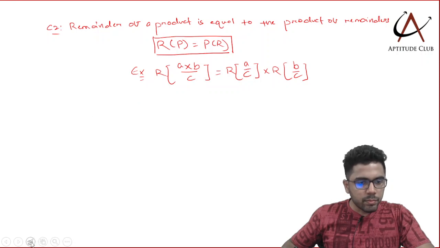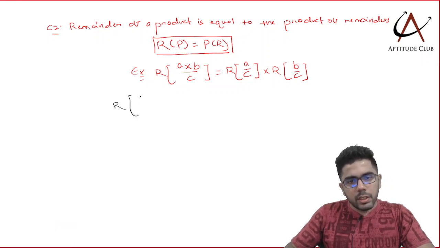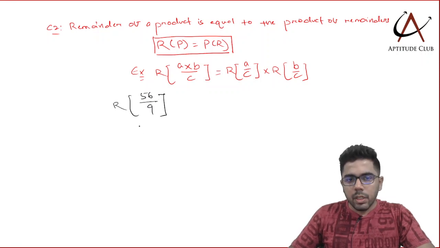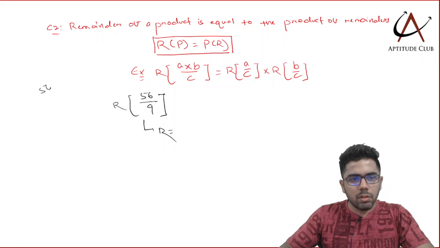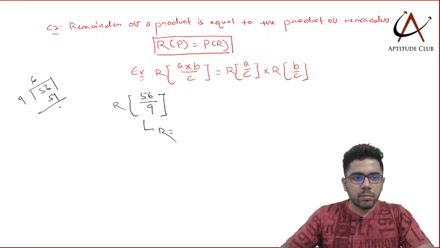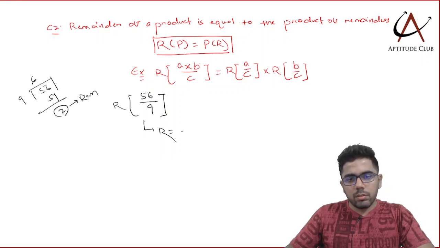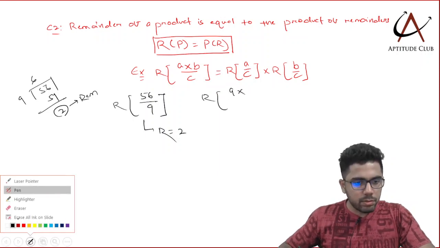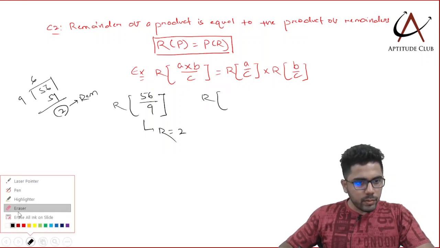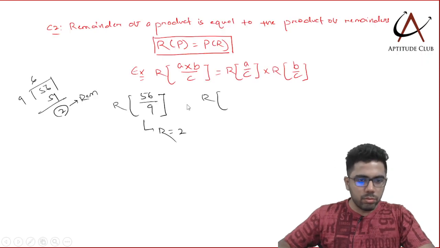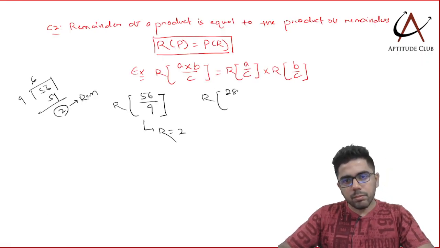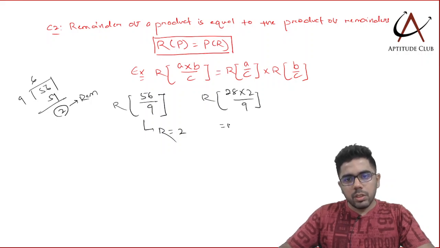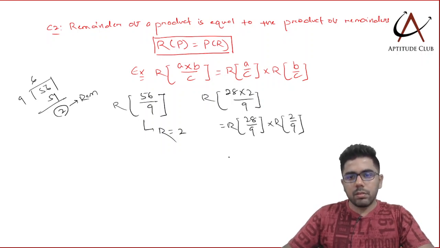So again, for an example, let us take the remainder of 56 divided by 9. 9 6s are 54. So remainder is 2. Now 56, if I break it in this way, 56 is like 28 into 2. We can write it that way, 28 into 2 divided by 9. So this becomes the remainder of 28 divided by 9 into the remainder of 2 divided by 9. So 28 divided by 9 remainder is 1 and 2 divided by 9 remainder is 2.